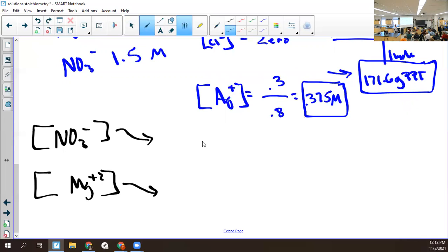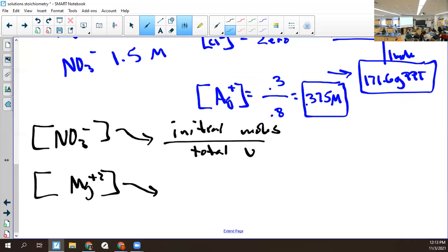The concentration can be found by taking their initial moles and dividing it by the total volume. I will say in liters. And that works for both of them, right? Now there'll be different numbers, but the instructions work for both. So I need to come up here. This is where it gets tricky. Make sure you look at the subscripts.